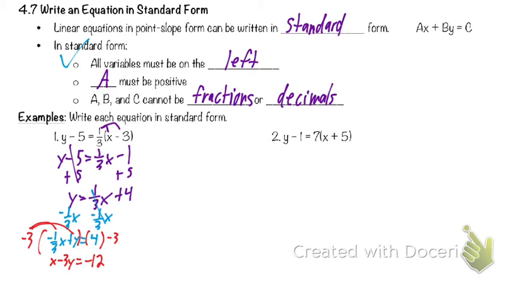Now that we have it here, does this look decently similar to the ax plus by equals c? I think so, okay. Well, are all variables on the left-hand side of the equation? Yeah. Is a positive? Yeah. It's positive 1. And are there any fractions or decimals? No. So we hit our checklist. We hit our 3 requirements to get this into standard form.